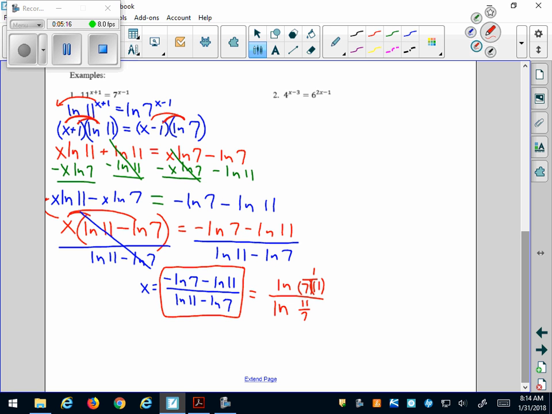You should know that it could be condensed, and that I could keep going here, ln of 1 over 77 over ln of 11 over 7. This cannot be simplified any further. There's no such thing as, well, there's an ln on the top and there's an ln on the bottom, so we can just cancel those out. That doesn't work, right? So it could be simplified.